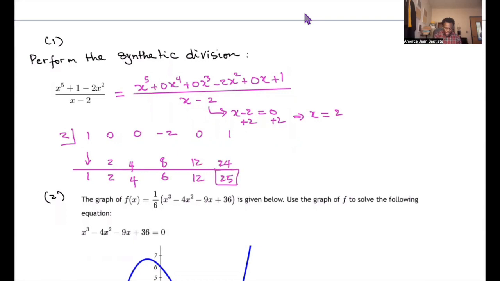We were dividing a degree 5 by a degree 1. So the result will be a degree 4, the quotient. So that's x^4 plus 2x^3 plus 4x^2 plus 6x plus 12.